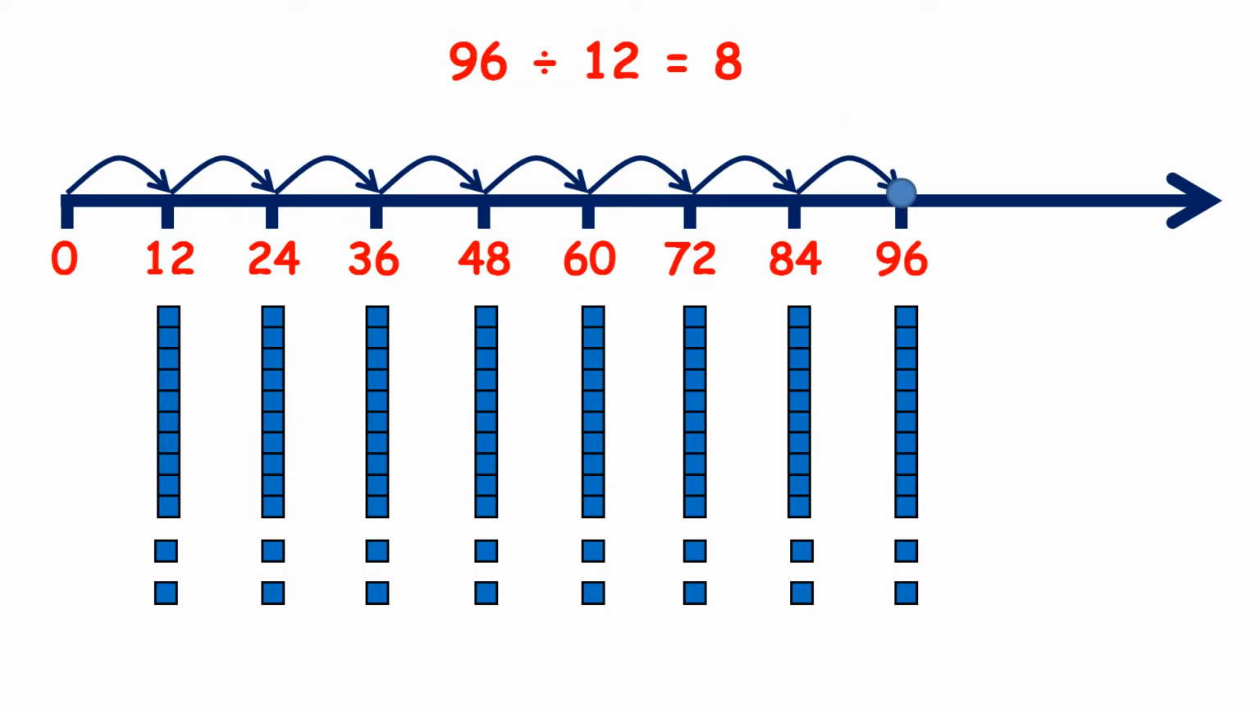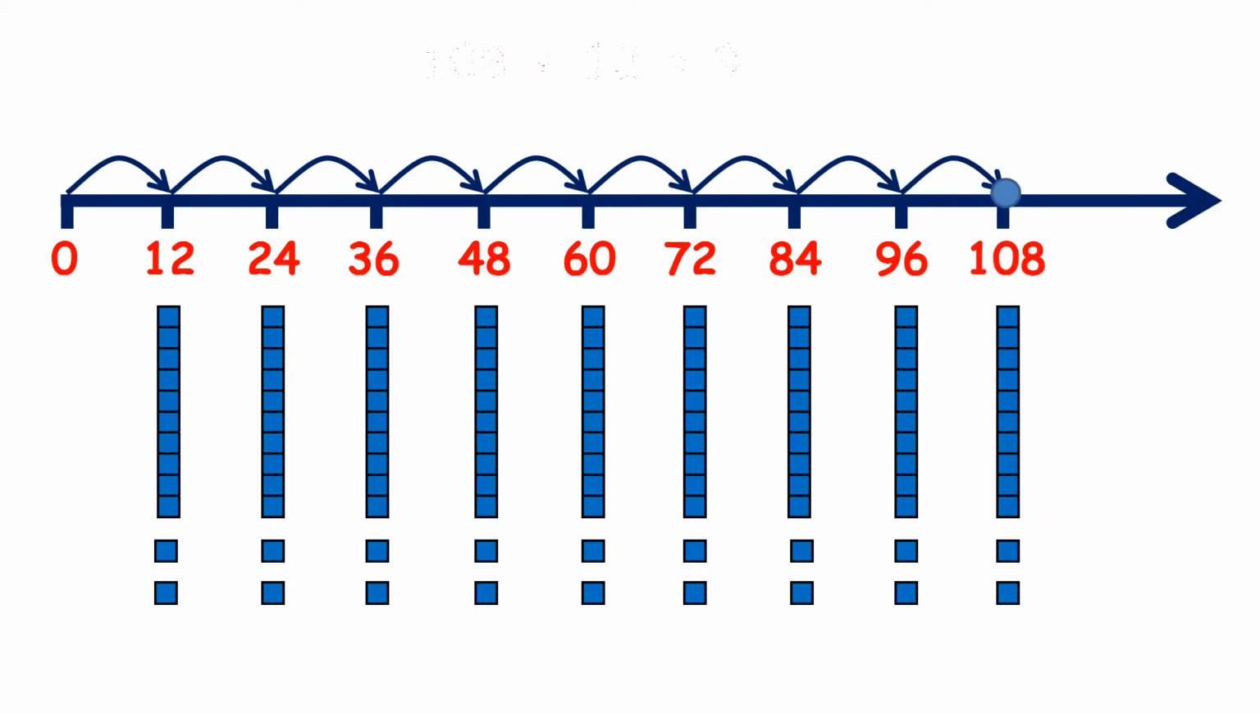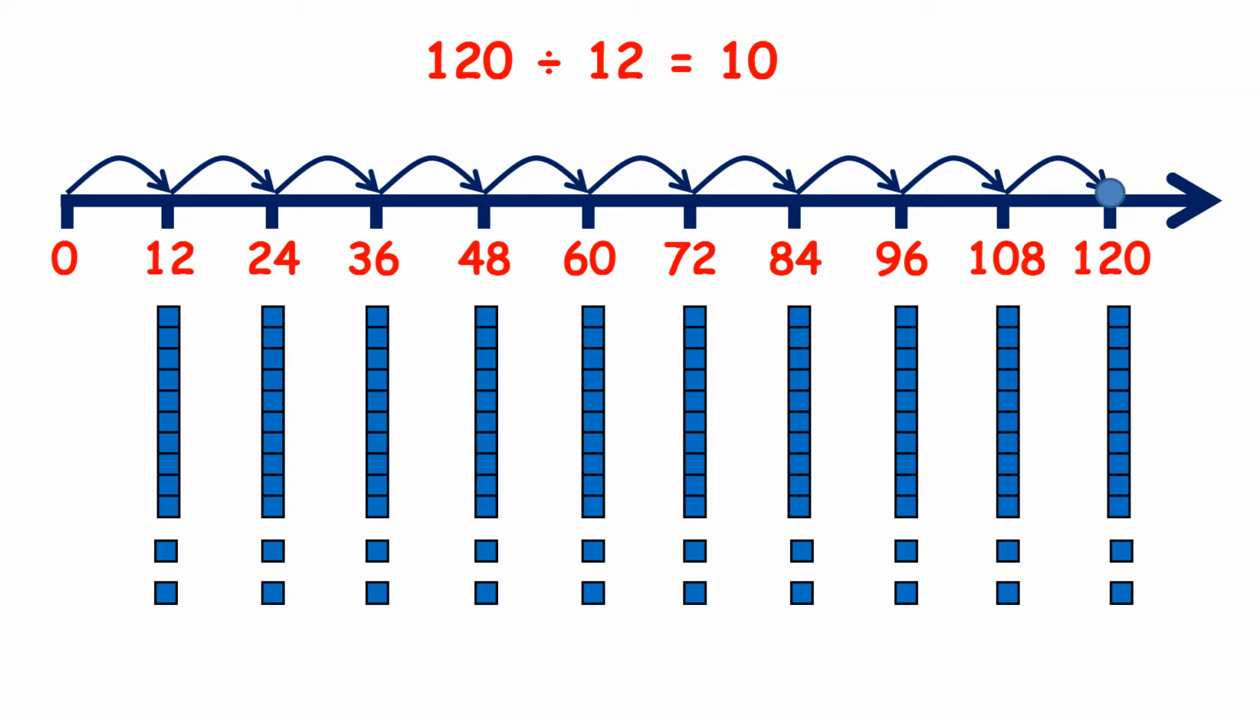96 divided by 12 is 8. 108 divided by 12 is 9. 120 divided by 12 is 10. So if we have 120, we can make 10 groups of 12.